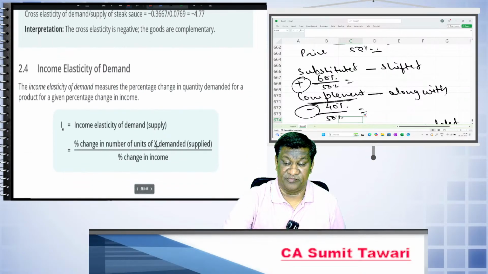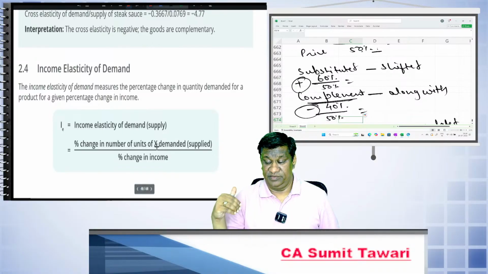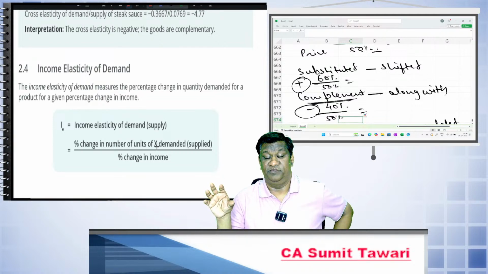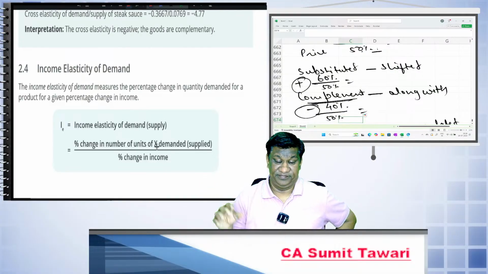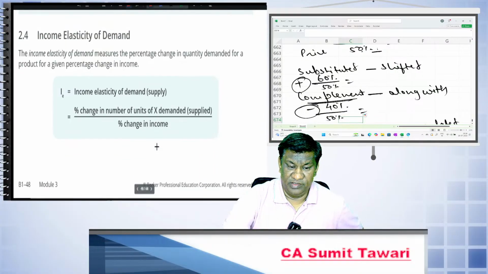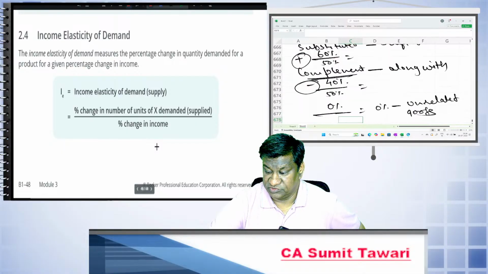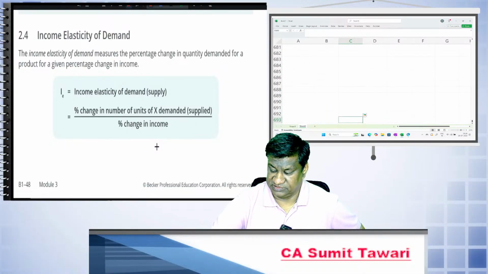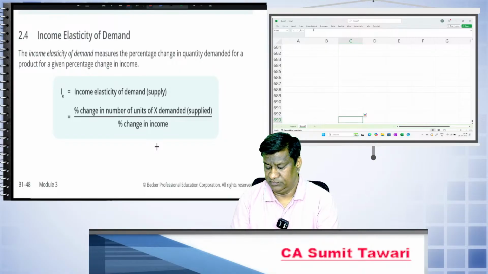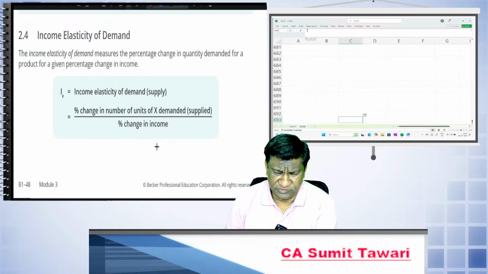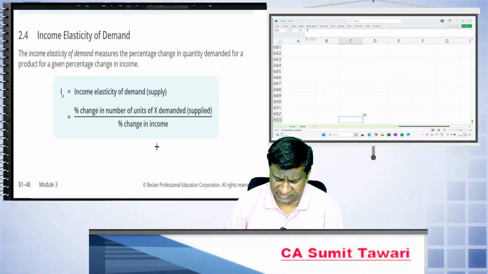And the formula is the same: always the percentage change in prices, and with respect to the percentage change in prices, we need to calculate the percentage change in demand. So this is cross elasticity. Now income elasticity. If your income increases, we will see some practical examples of income elasticity.